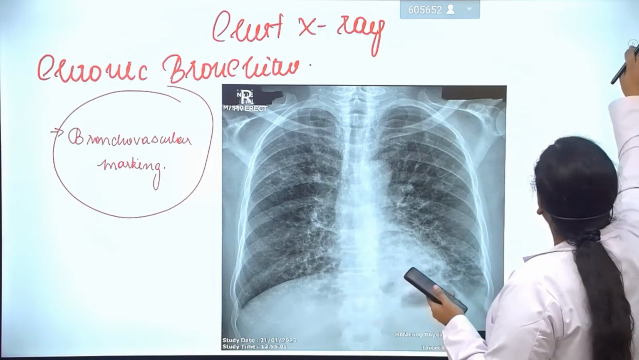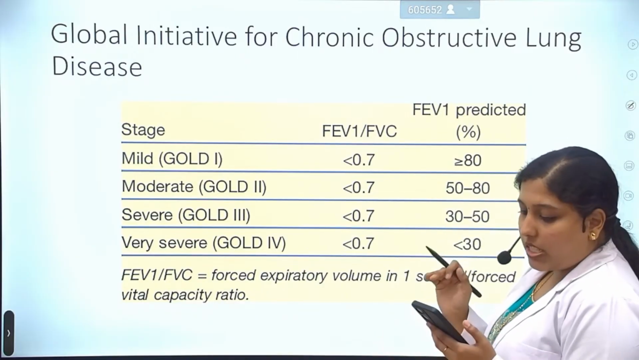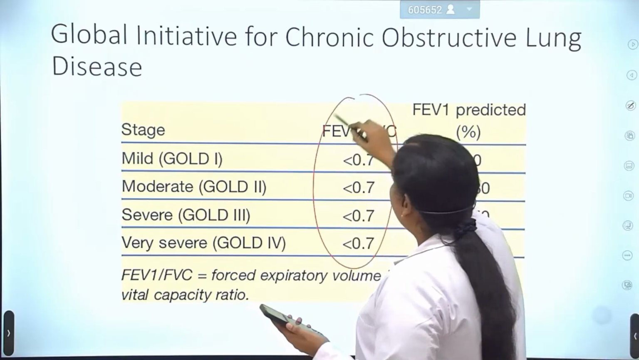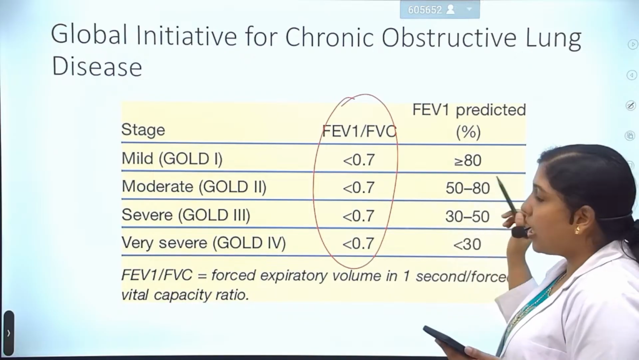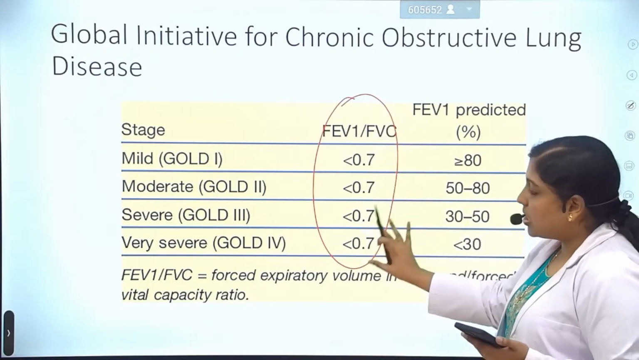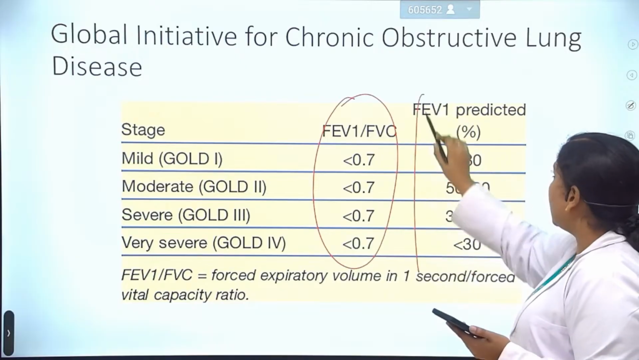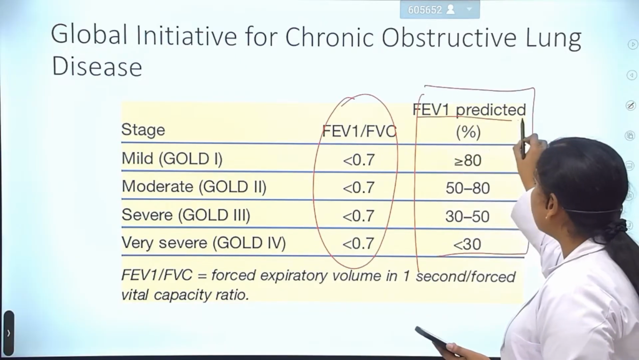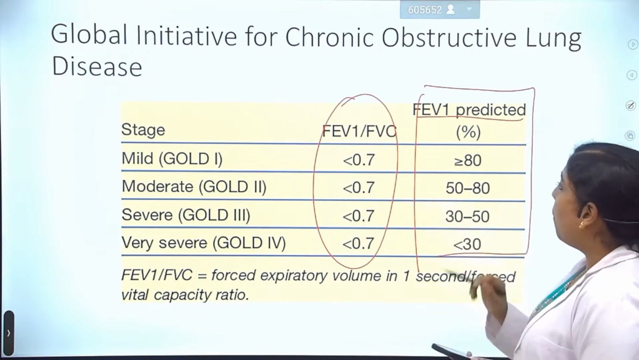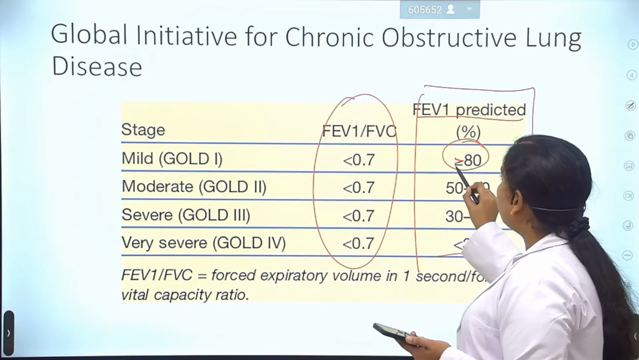Okay. Next, this is an important thing again, the GOLD classification of COPD, very important. Whenever the patient has an FEV1 to FVC ratio of less than 0.7, we classify the patient under the GOLD classification. So whenever it is less than 70%, we come here, right? The most important predictor value you are looking at is the FEV1 specifically. Mild, GOLD 1, is greater than or equal to 80.